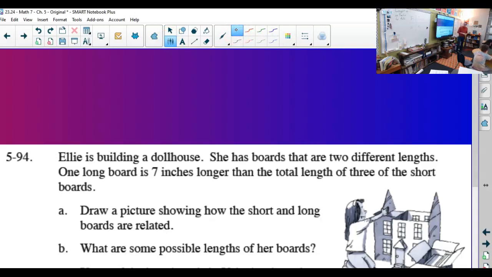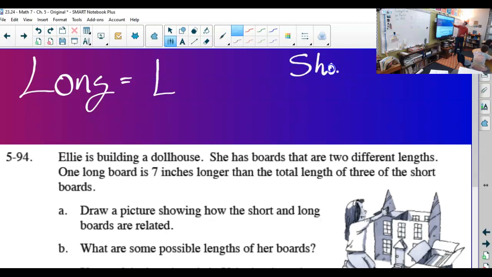Sophia, tell me something we could give to something. First off, we're going to try to use variables or letters here. What could you call the longboard? Yeah, let's call the longboard L. And likewise, let's call the shortboards S.